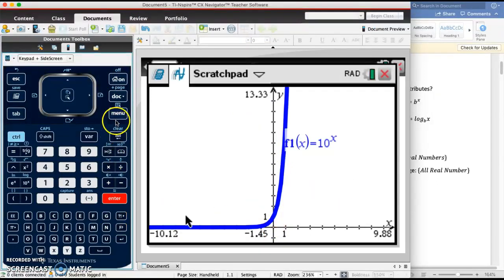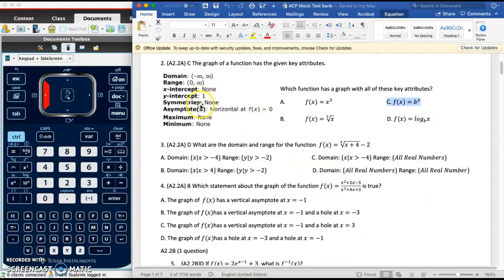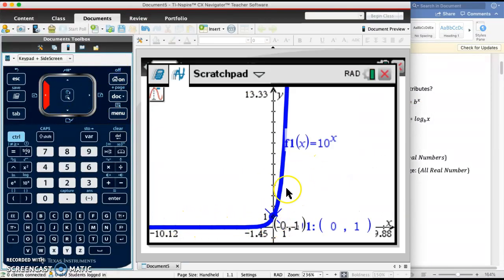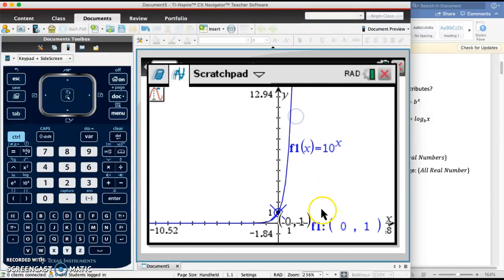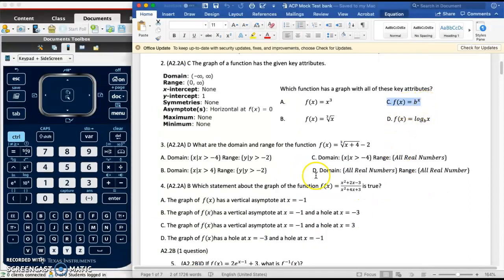And if I were to trace, menu 5, 1, enter, I notice that there's a y-intercept at 1, which does satisfy this. It does not cross the x-axis. The range does not go past 0 and it goes up to infinity. The domain goes from -infinity to positive infinity because this keeps going to the right. So I would say C is my best answer.